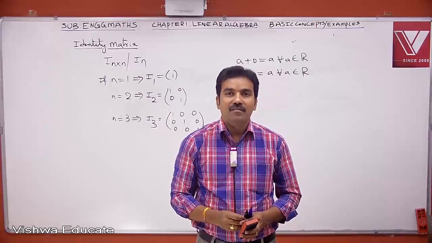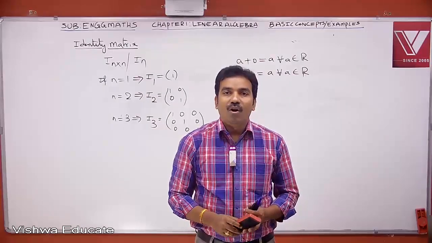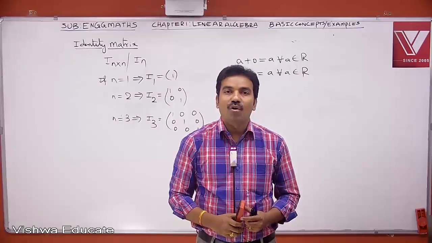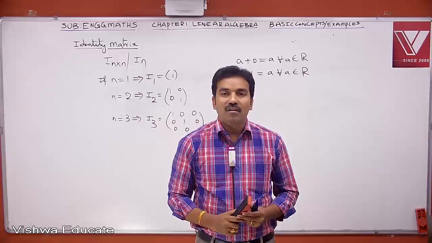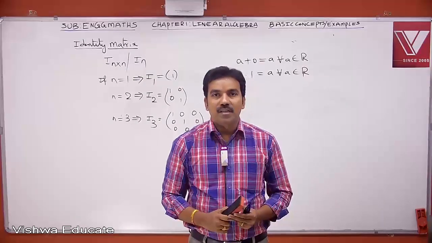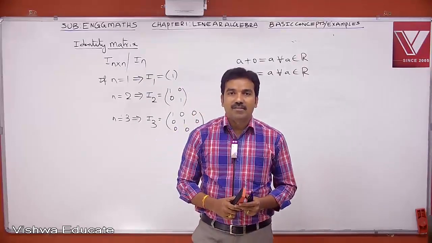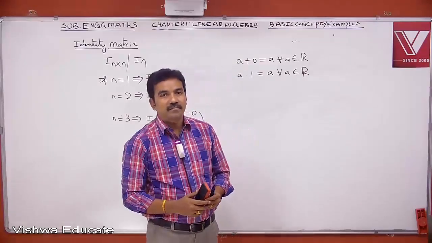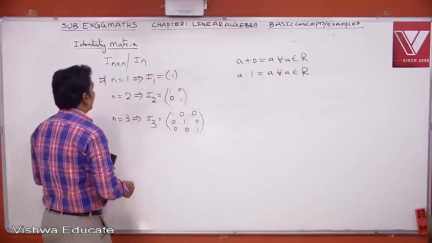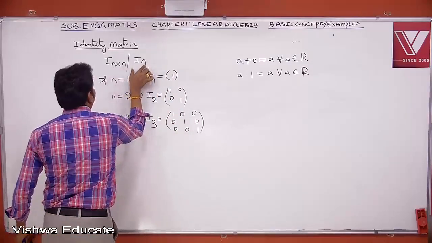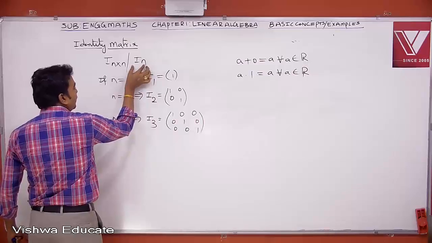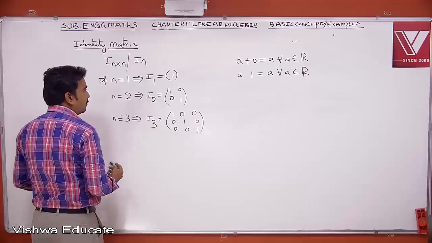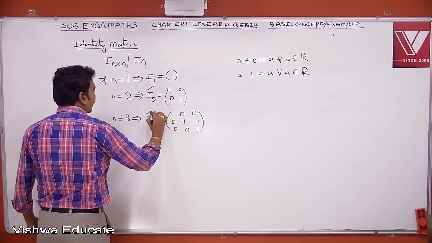A scalar matrix in which all diagonal elements are 1 is called an identity matrix. It is denoted by I_n cross n or I_n. Examples, you can write I2, I3.